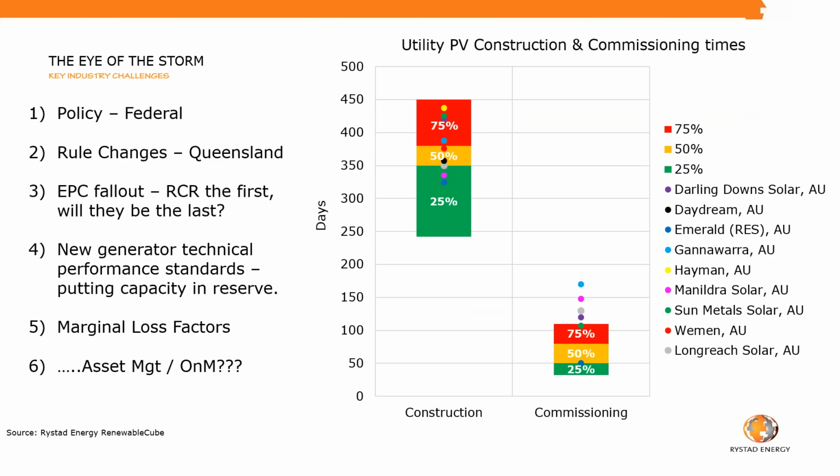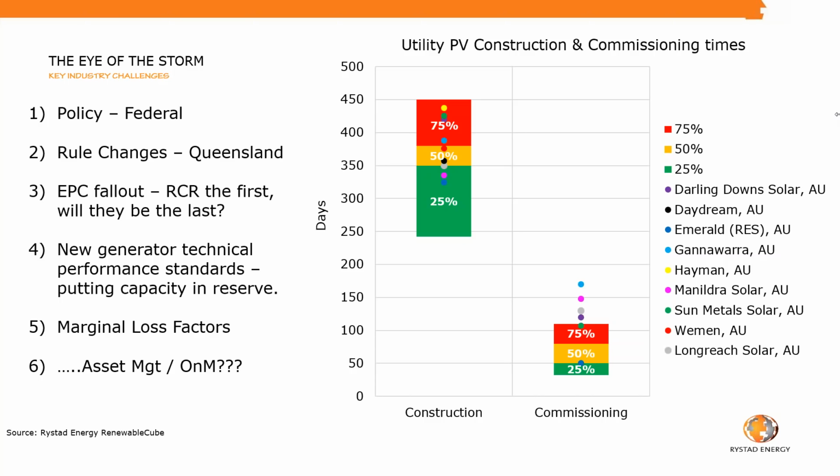And this plot is related to the EPC fallout of RCR, who were our biggest utility PV EPC. And some of our statistics that we gather are to do with project timelines. And what you see in the plot is essentially a box plot where the green represents 25% of our projects that we have data for, the orange 50%, and the red includes 75%. And the dots you see on screen are essentially RCR projects.